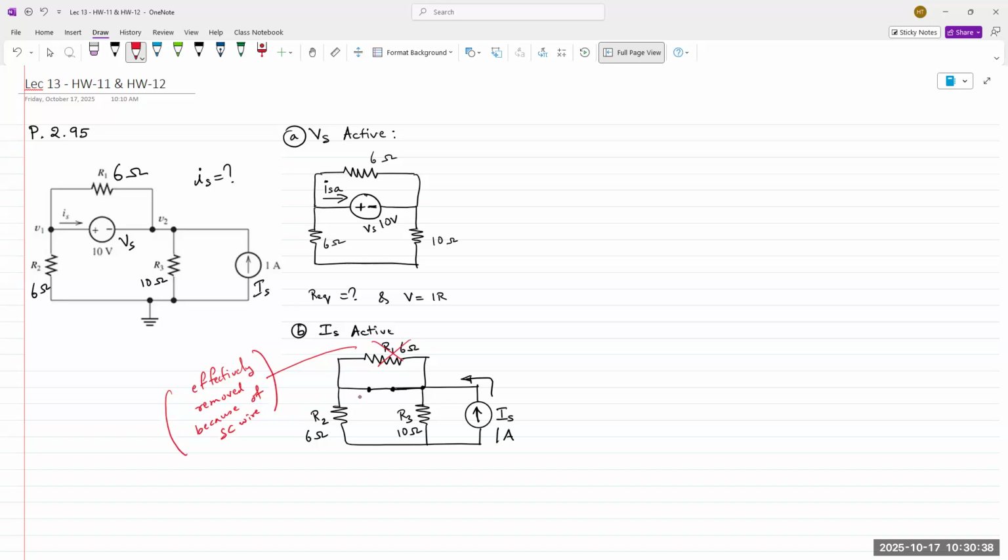So now where is IS going? Let's take a pause, think over it for a few seconds, and then think about where IS is actually going.